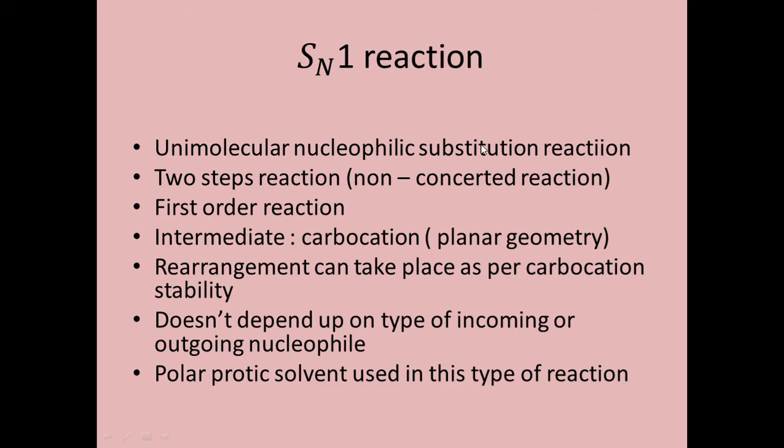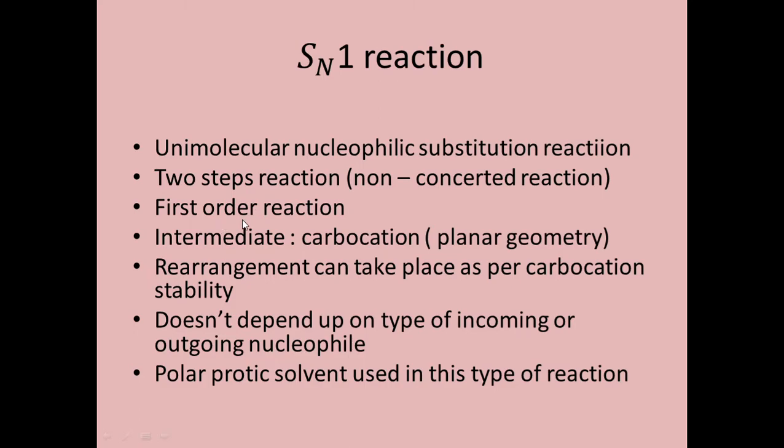Unimolecular nucleophilic substitution reaction is a two-step reaction, that is a non-concerted reaction. This is a first order reaction. Here the intermediate will be a carbocation. Carbocation is of planar geometry, okay? And in SN1 reaction, the stability of the carbocation matters. So for its stability, rearrangement can take place, and it does not depend upon the incoming or outgoing nucleophile because it's a first order reaction. It depends upon only the stability of the substrate. It means it depends upon the concentration of the substrate.